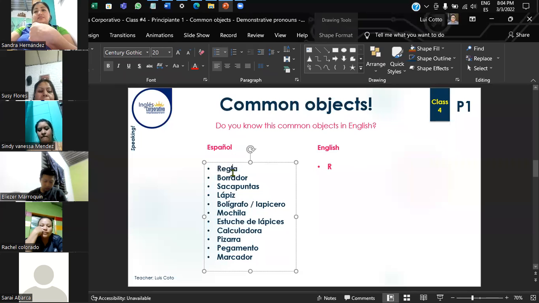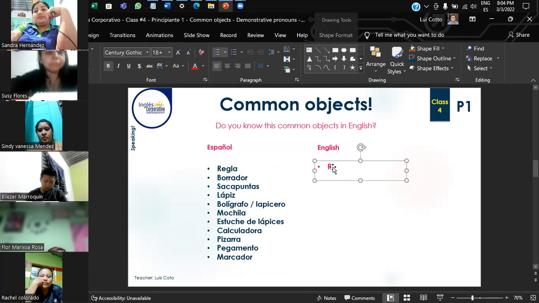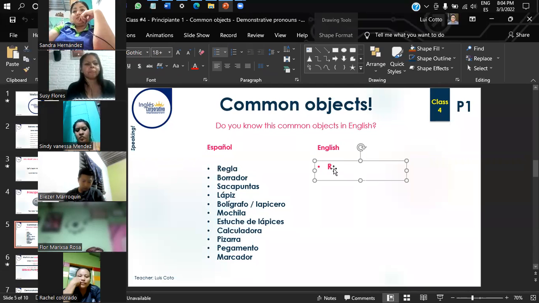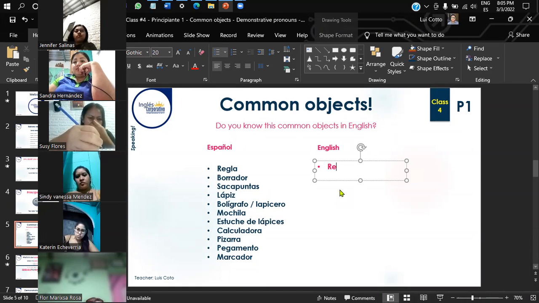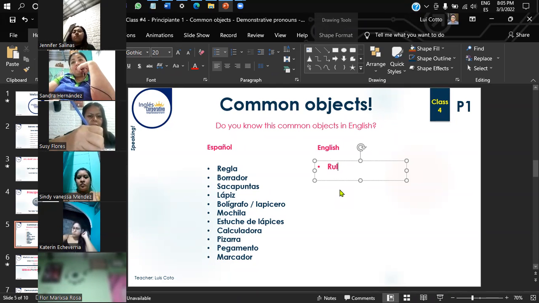Ruler. Regla. In Spanish it is regla. Okay, in English? Ruler. Okay, spell ruler. Practice your spelling. Spell it. What is spell? ¿Qué es spell? We were saying that. Estuvimos diciendo eso. Correct. R-U-L-E-R. Not D, it's L. E, R. Okay, that's it. That is the object.